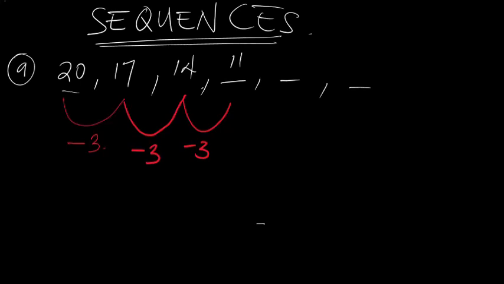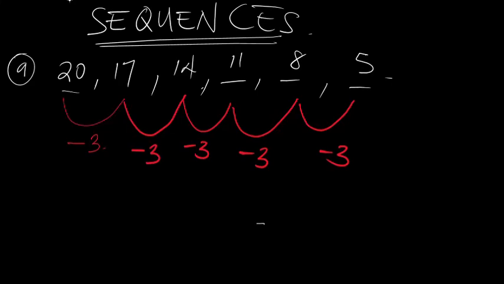Now let's say we add another minus 3 to 11 to give us 8. We add another minus 3 to 8 to give us what? 5. So see, this is a sequence. This is a list of numbers.